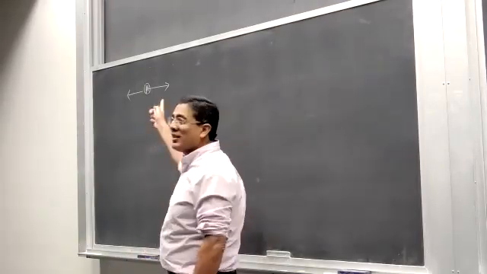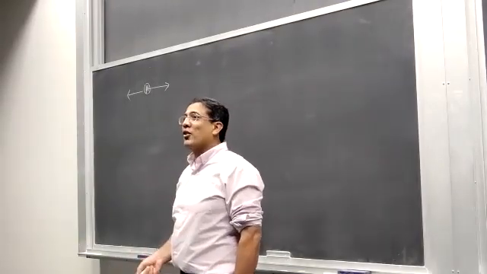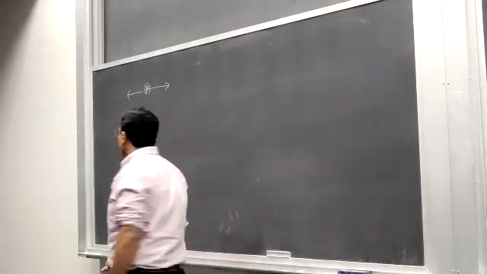A very special case of this motion is called simple harmonic motion. Okay, generally the general to and fro motion may or may not be simple harmonic. A very special case of this motion, this to and fro motion, this back and forth motion, is called simple harmonic motion.